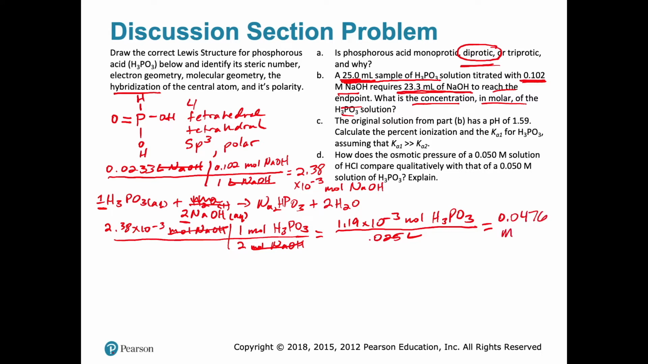0.0476 molar. No, that's close enough. That's a rounding error. Usually if you go out to that many decimal points, like to the thousands place or even the tens of thousands place, if it's off by one, that's okay. You don't have to worry about that so much.